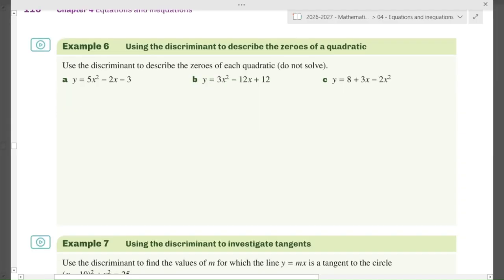Okay, so we've got 5x squared. What we're going to be doing is using the discriminant. Remember the discriminant is b squared minus 4ac. In each of these, you've just got to make sure you know what a, b and c are. We've gone through that a few times, so I'm not going to step it out, but let's go. Discriminant equals minus 2 squared minus 4 times 5 times minus 3. Put that into your calculator, you'll get 64. That is greater than 0, which means we have two real zeros.